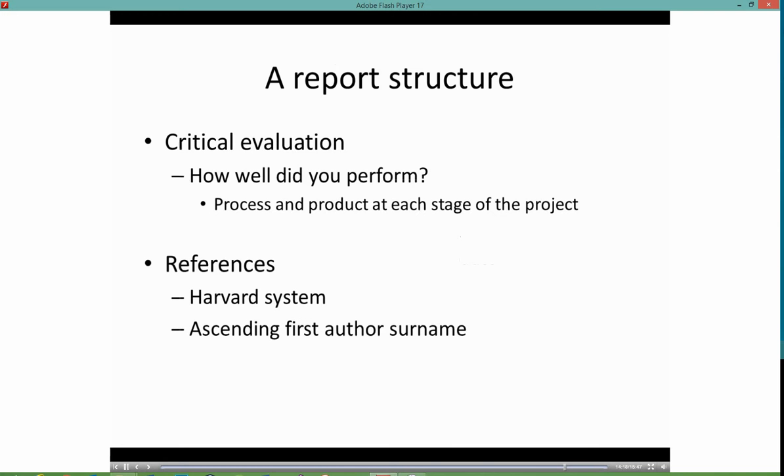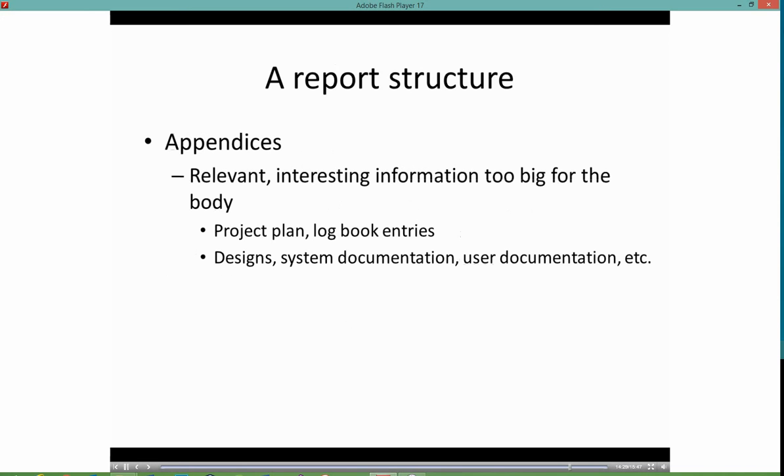In the references section, use the Harvard referencing system and list the references in ascending alphabetical order of first author surname. In the appendices, you include information that is too large for the body of the report.